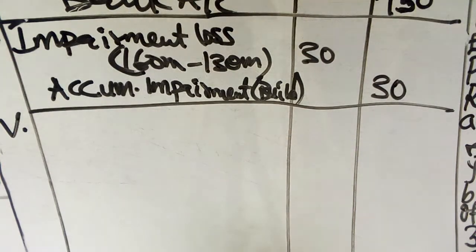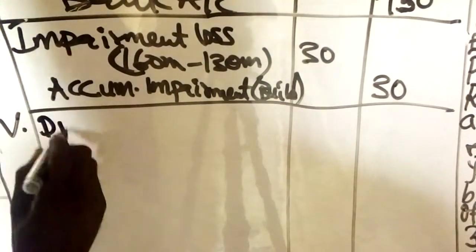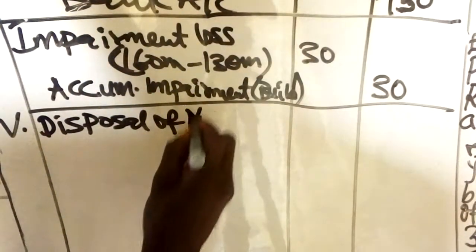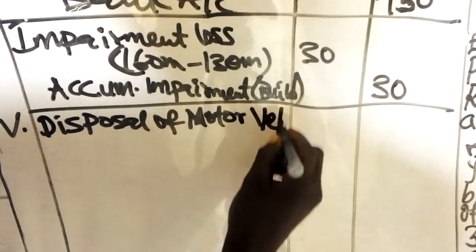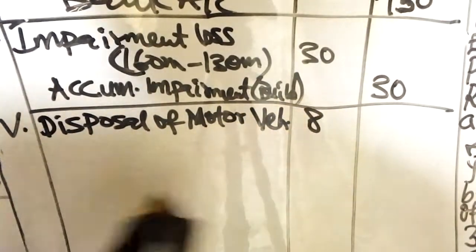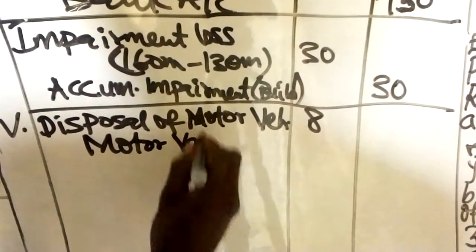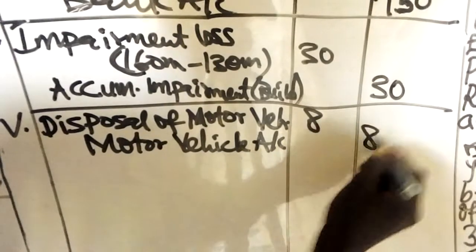So, with the cost of the asset disposed now, you debit disposal of motor vehicle account with the cost of 8 million, and you credit motor vehicles account with that same 8 million.